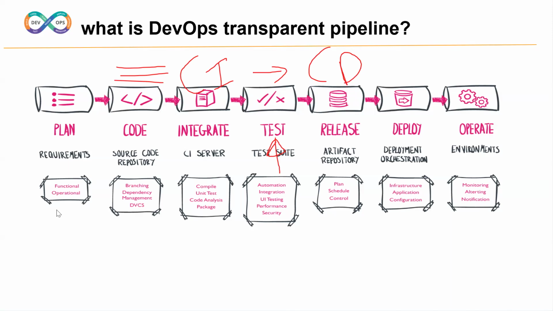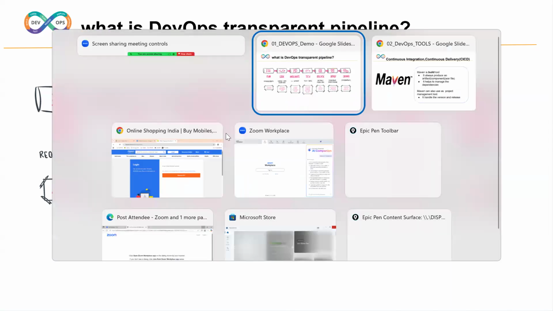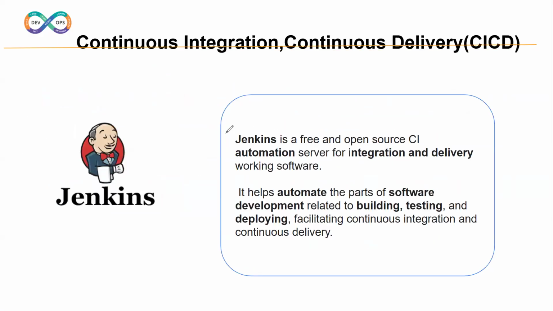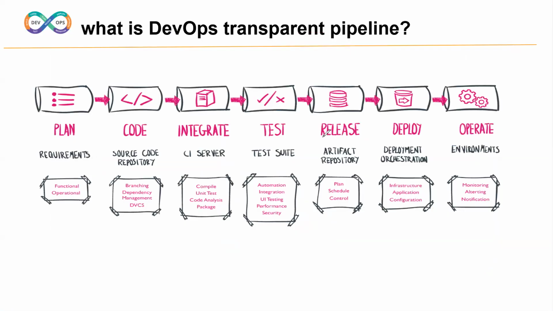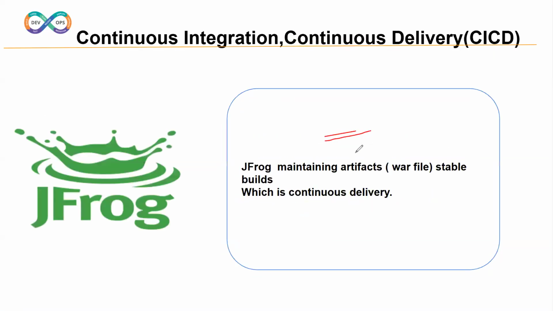This entire CI/CD process, we are going to implement with the help of Jenkins. Jenkins is a continuous integration and continuous delivery tool. By making working software, where exactly are we delivering it? We deliver it into the release. The release is maintained by JFrog. JFrog is an artifact repository. With the help of the JFrog server, we maintain stable builds with WAR files.